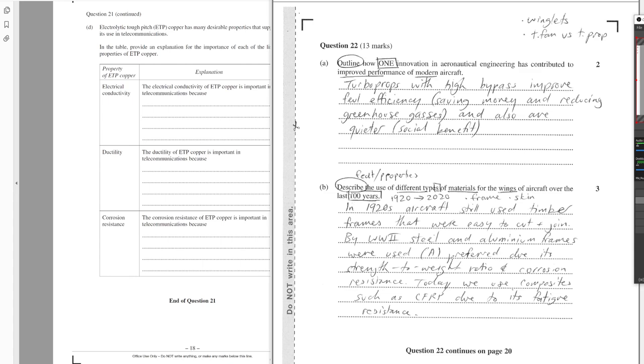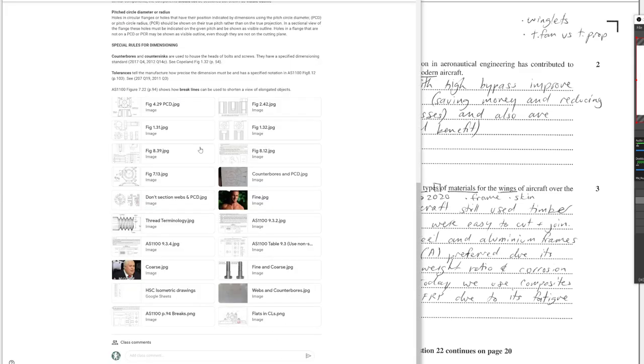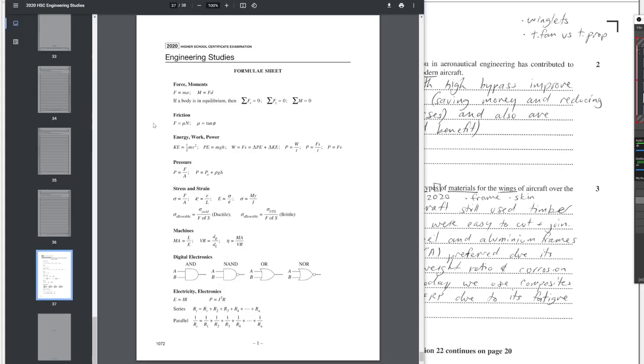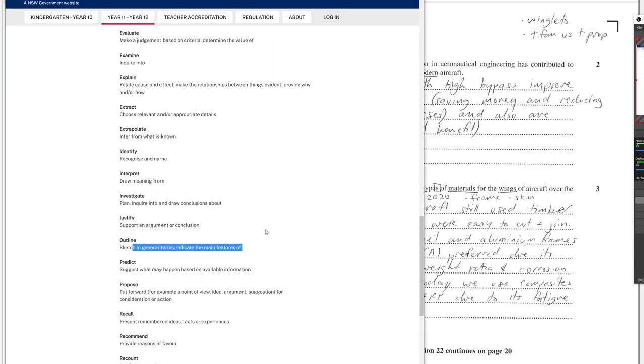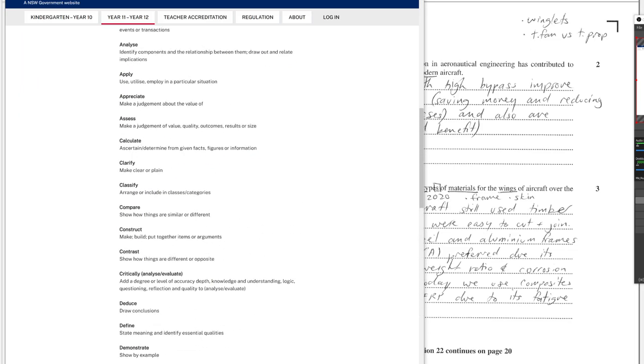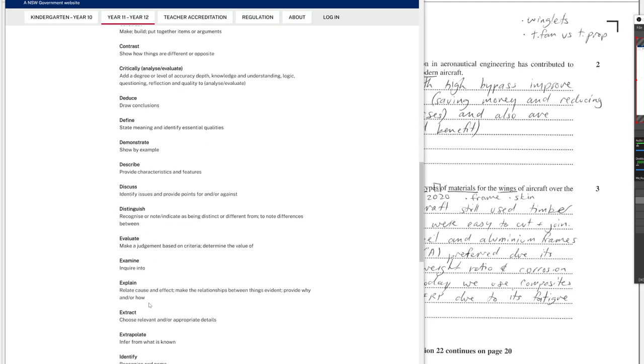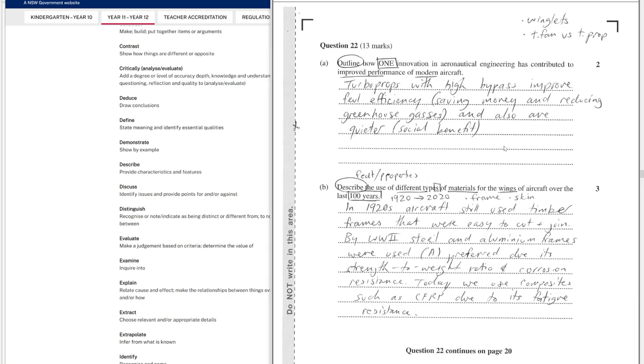So describe is, I have features and properties. It's actually not that. It's something close to that though. So let's have a quick look at that. I don't intend on doing this every time. I did write it down a few times though. Describe: provide characteristics and features. It's pretty close. I wrote features, not properties. Okay, characteristics and features. And it's over 100 years.